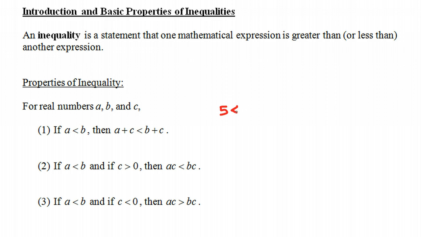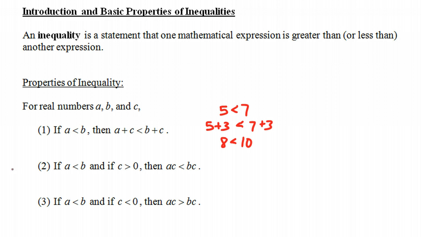For example, 5 is less than 7. And if we add the same amount to both sides, add 3 to both sides, 5 plus 3 definitely will still be less than 7 plus 3, right? 8 is less than 10.